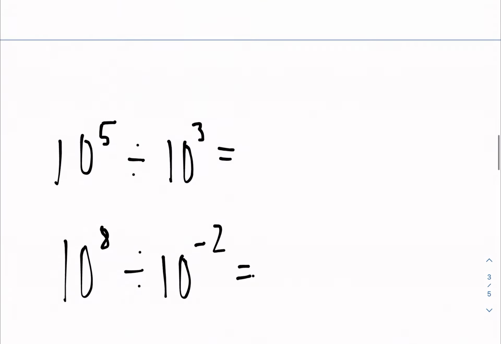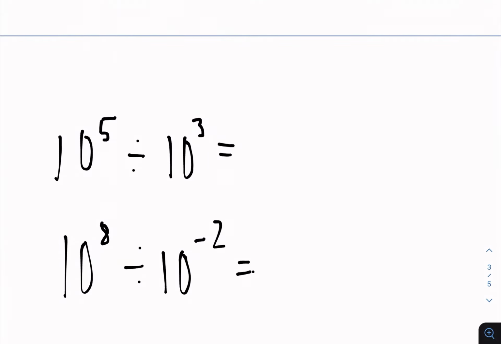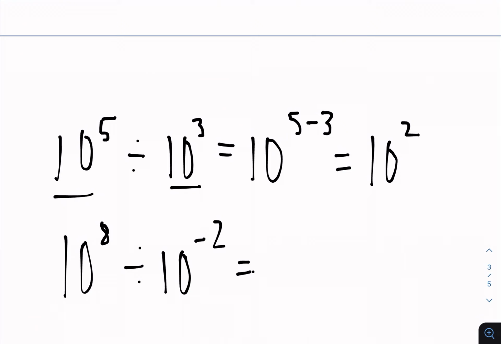So moving on to division. When dividing, we just subtract the exponents if the bases are the same. Since they're both 10 right now, it's 10 to the 5 minus 3 power, which is just 10 squared. And here it's just 10 to the 8 minus negative 2, or 10 to the 8 plus 2 power, which is 10 to the 10th power.